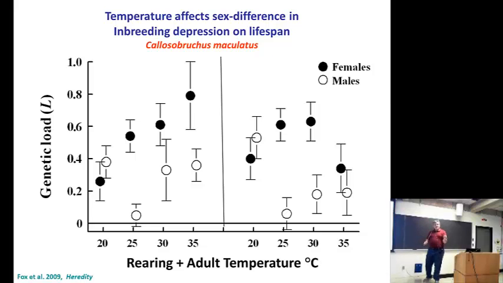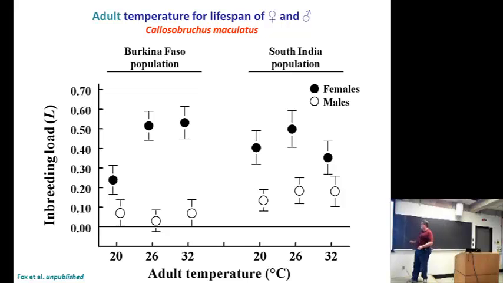This is the temperature of animals from the moment the egg is laid, say within 12 hours of egg laying, until the beetle dies. They're at one of these temperatures. They never get switched. If we just manipulate adult temperature, so they're all reared at a common temperature, basically nothing happens. The inbreeding depression is much lower in males than females. Not much change with temperature, maybe a little bit of a dip here in females.